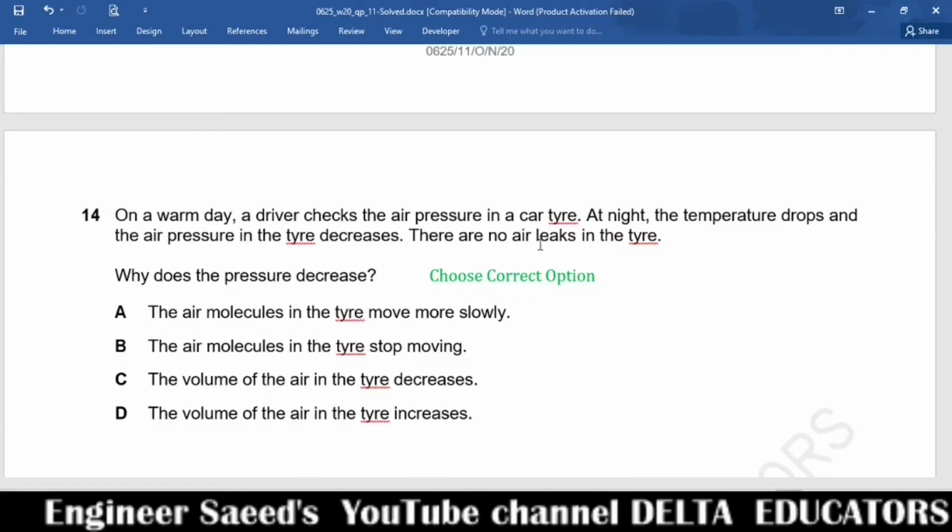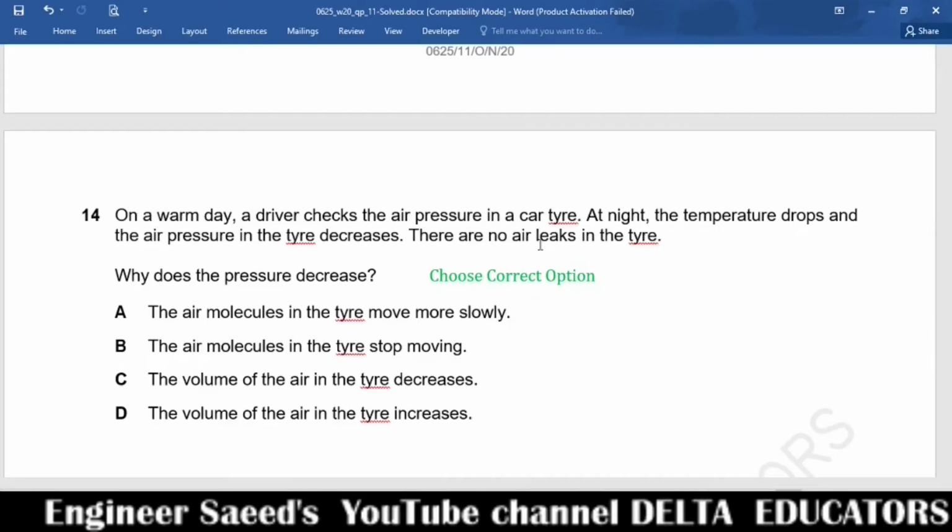Now at night, the temperature decreases. With the decrease in temperature, the velocity of the air molecules also decreases. And when the velocity of the air molecules decreases, the probability of the molecules striking each other will also decrease. And pressure of a gas is because of the collision of the molecules. Since here the collision of the molecules is decreased, that's why pressure will also be decreased.